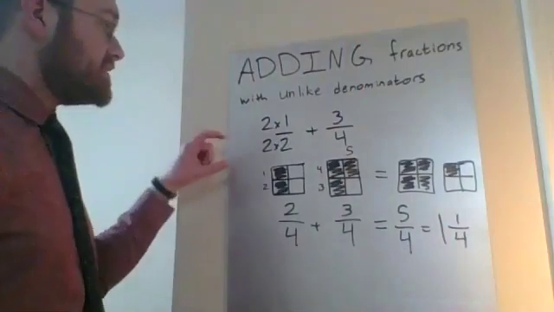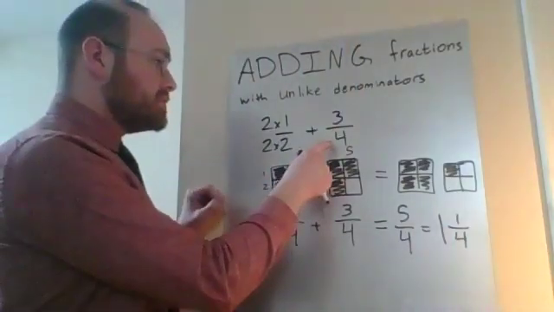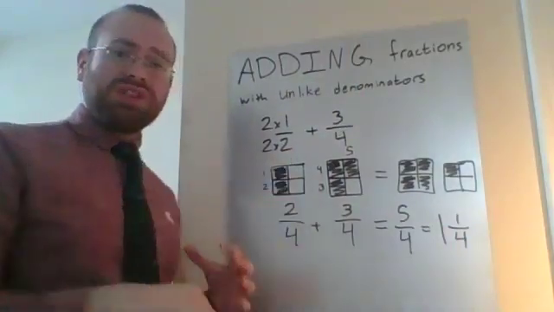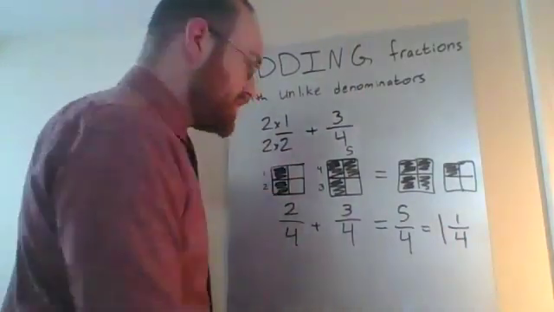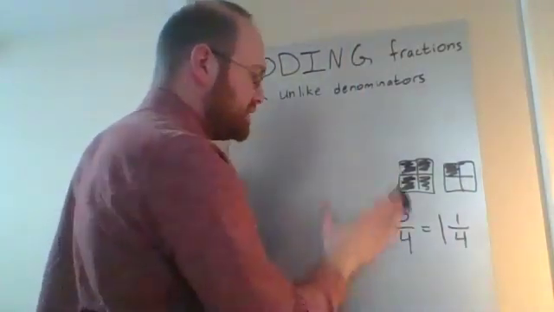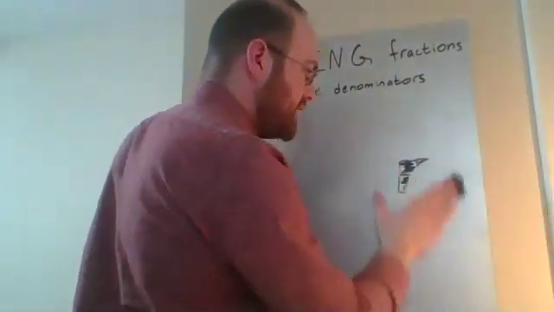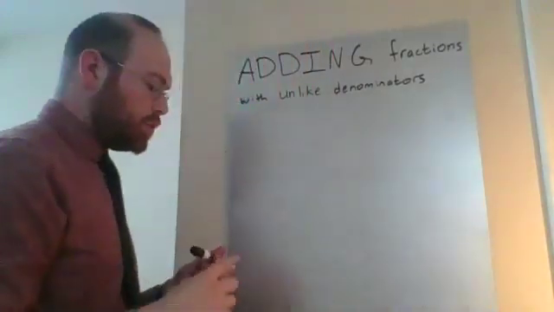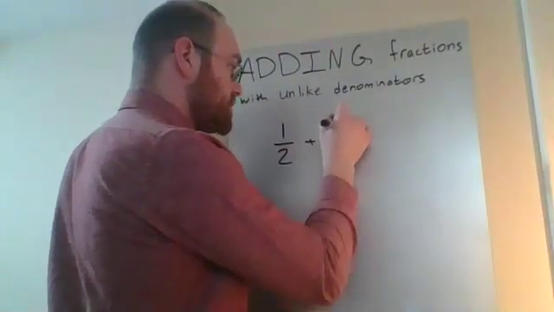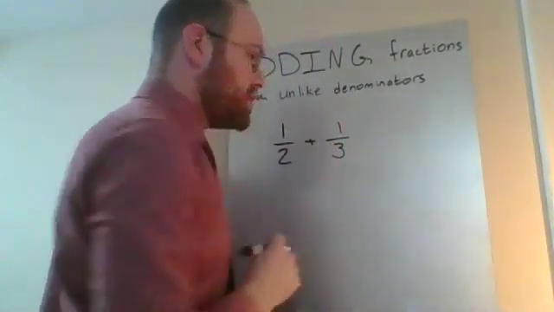The nice thing about this example is that 4 is a multiple of 2. So it's really easy to find that common denominator. But let's do an example where that isn't the case. Let's say we want to add 1/2 plus 1/3.